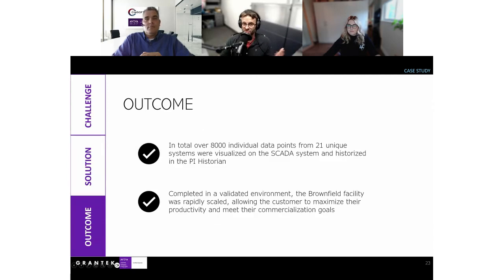So this is a good summary page of it. There was over 8,000 individual data points from 21 unique systems. That's a pretty significant number. That's a lot of data, and that's a lot of information flying around the network all the time. OSI, my apologies, AVEVA PI is great at collecting that efficiently and keeping it safe and secured for use as the client has needed. This was all done, as I said, in a validated environment.